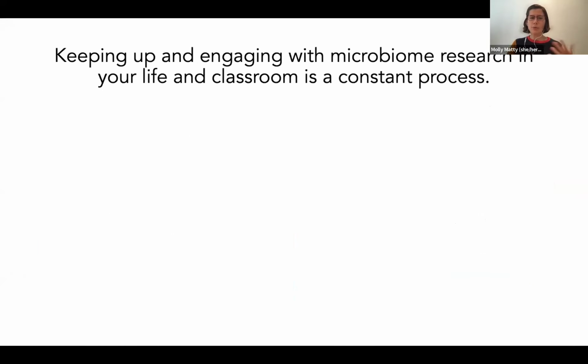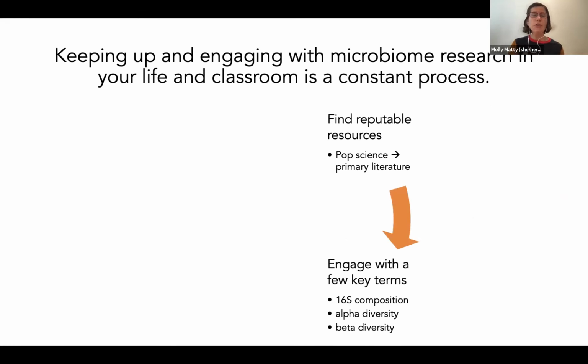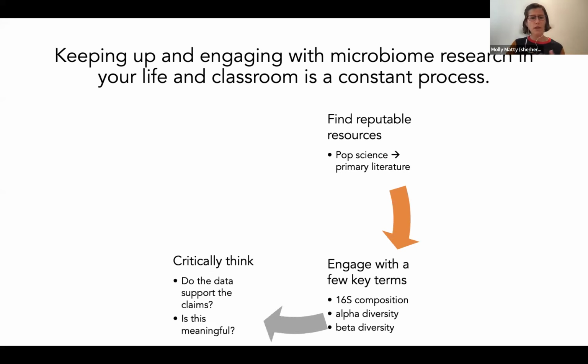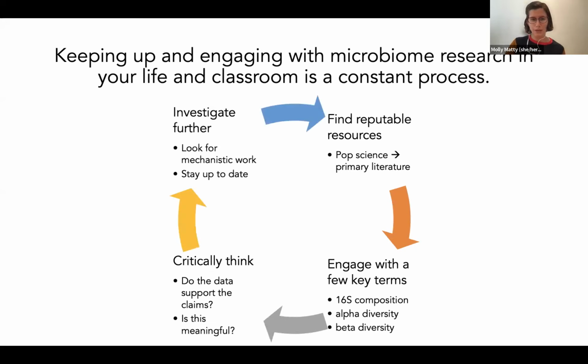So lastly, I just want to encourage you and your students to engage with microbiome research in a constant process where you're finding reputable resources from pop science to primary literature. You're engaging with a few key terms. You don't have to know everything. 16S, alpha diversity, beta diversity will take you so far. Critically think about what you're actually reading. Do the data support the claims? Is it meaningful? And then keep going. Investigate this further. Look for mechanistic work. Stay up to date and just complete this cycle over and over again.